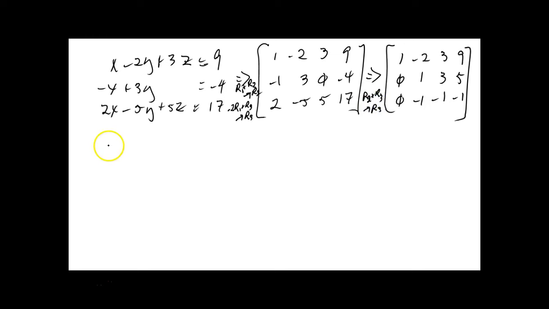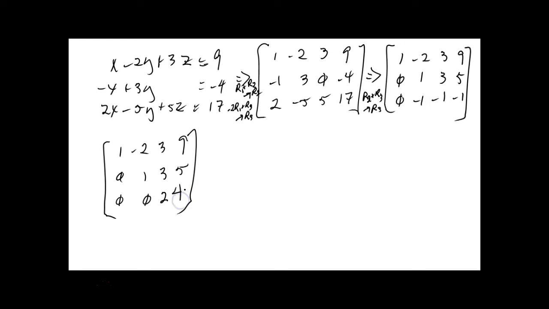This time we're not doing a thing to row 1. It's already where we want it: 1, negative 2, 3, 9. We're using row 2, so we leave it alone: 0, 1, 3, 5. What does the third row become? 0, 0, 2, 4. Then we can multiply by 1/2, or divide by 2, but usually we say multiply by 1/2.